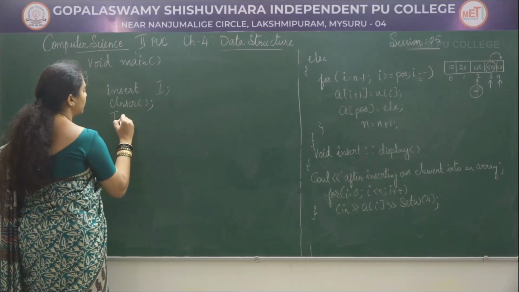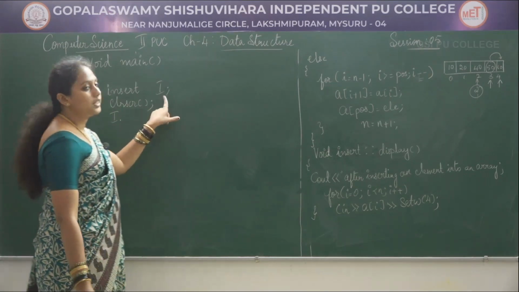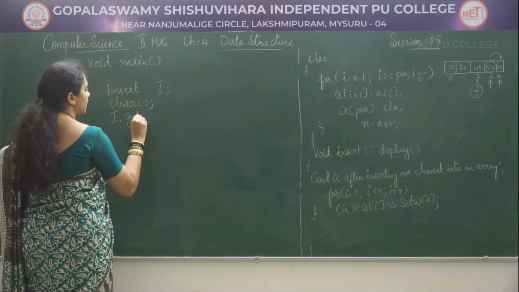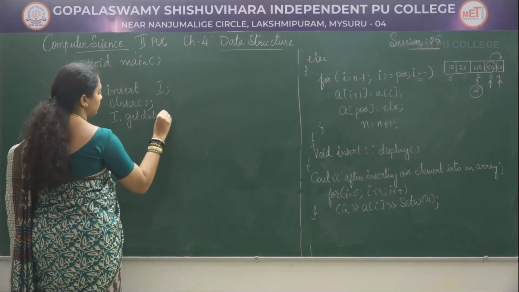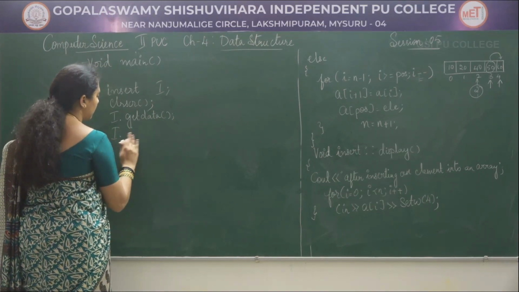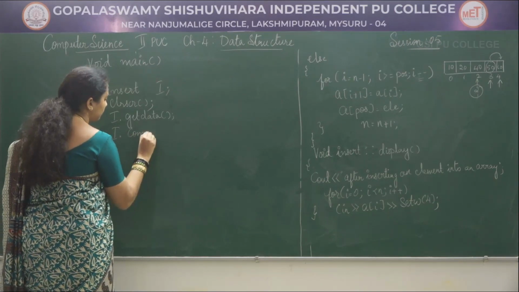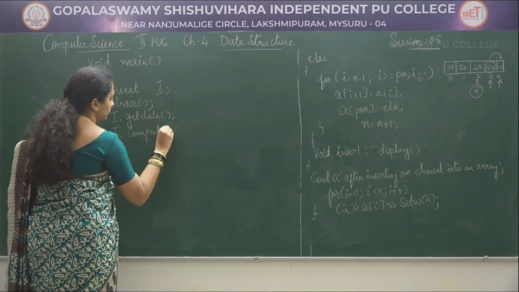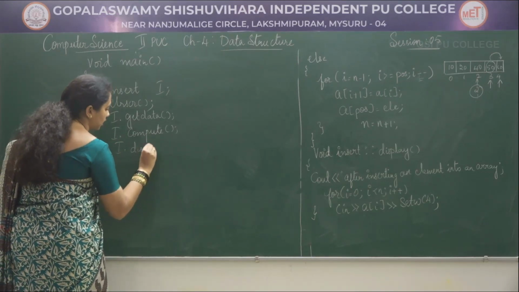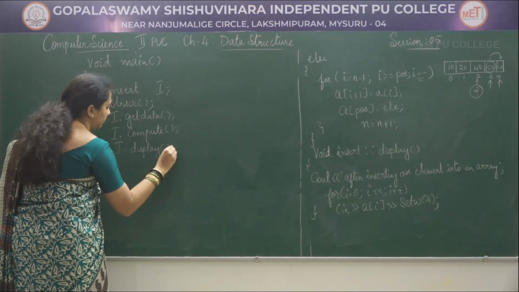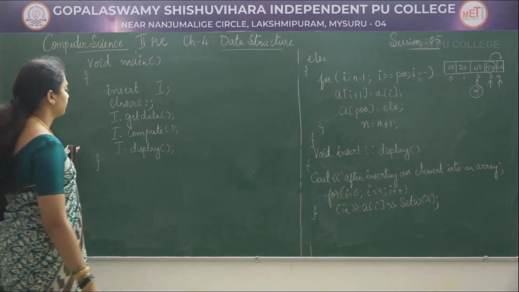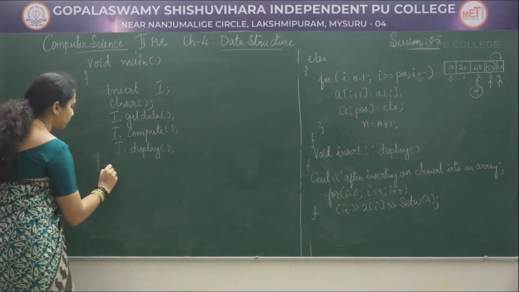Next, call all the functions using this object. I dot getdata function, I dot compute function, I dot display function. Close this main function.